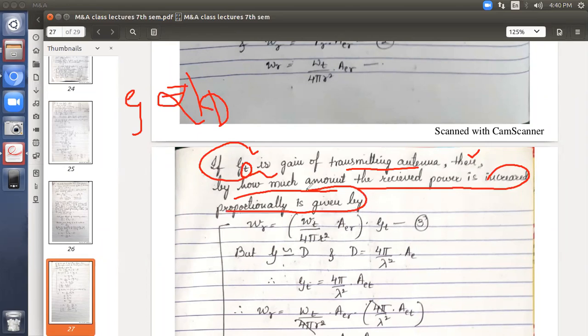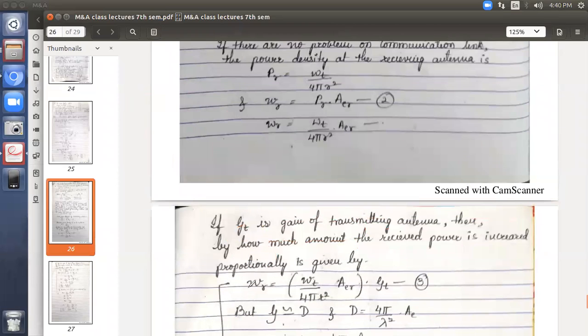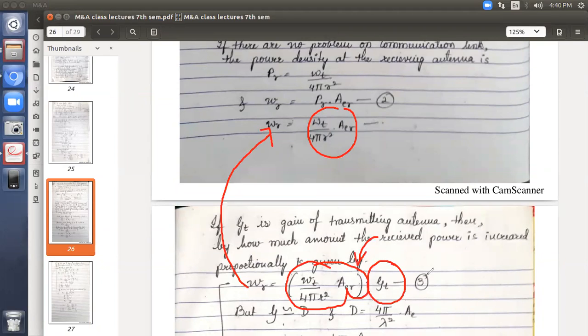It is given by whatever WR we have got here. Whatever WR has been received, it is gain times that power. It is just like this. Gain is equal to output by input. This output is your WR, again into this power fed. This is the power fed because this in turn is equal to PT, right? So output by input. So output will be gain times input. How much amount has been increased proportionally.